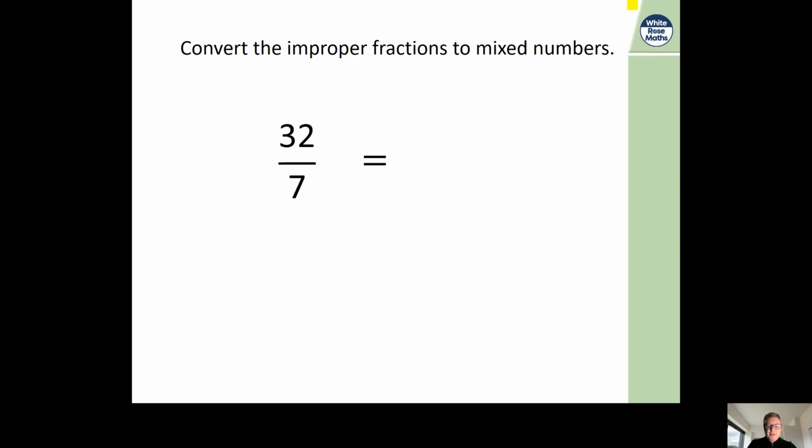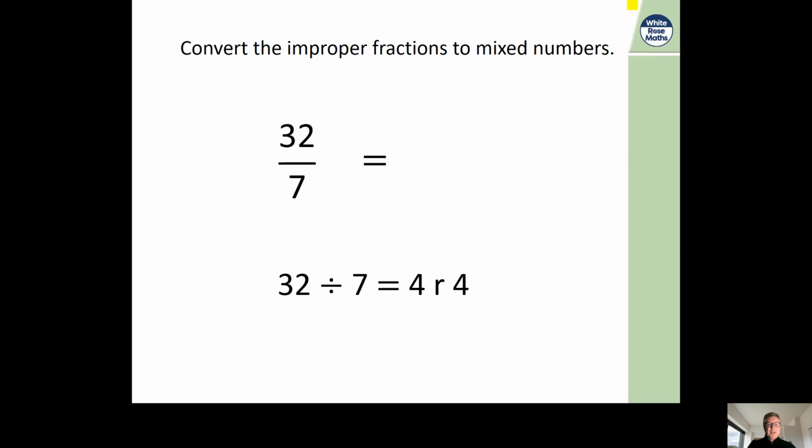So we've got 32 sevenths. We'll want to convert that to a mixed number. Have a think. Write down 32 sevenths equals, what's the equivalent? Okay.